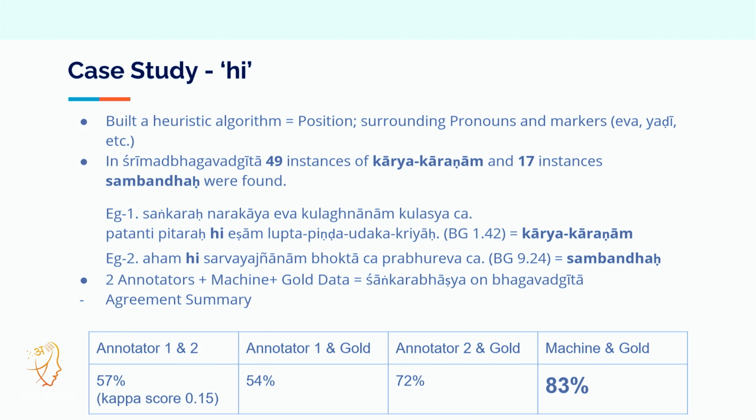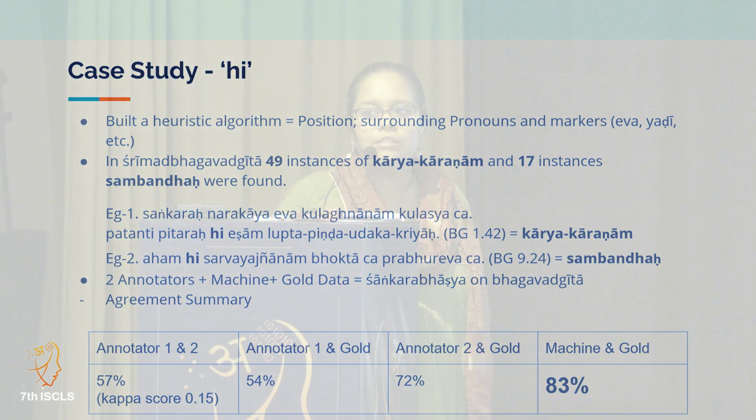In the Srimad Bhagavad Gita, we found 49 instances of Karya Karana. This is one example: Sankaraha narakayaiva kulagnanam kulasya cha patanti pitaraha yesham lupta pindo daka kriyaha. So patanti, and if we insert Sankaraha narakaya asti, then he would establish a Karya Karana relationship between patanti and asti. And 17 instances of Sambandha were found. For example, aham hi sarva yajnanam bhokta cha prabhureva cha. So here he emphasizes the pronoun aham.